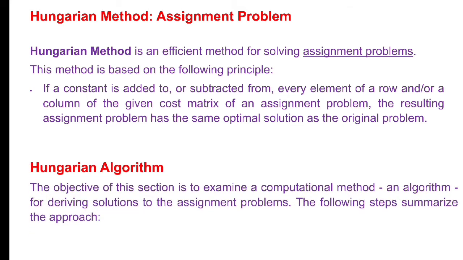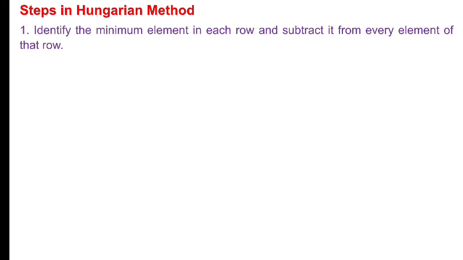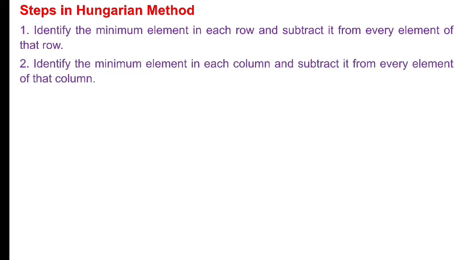Hungarian algorithm. The objective of this section is to examine a computational method and algorithm of deriving a solution to the assignment problem. The following steps will be followed. Steps in the Hungarian method. Identify the minimum element in each row and subtract it from every element of that row. Identify the minimum element in each column and subtract it from every element of that column. First the rows will be considered, then the columns.